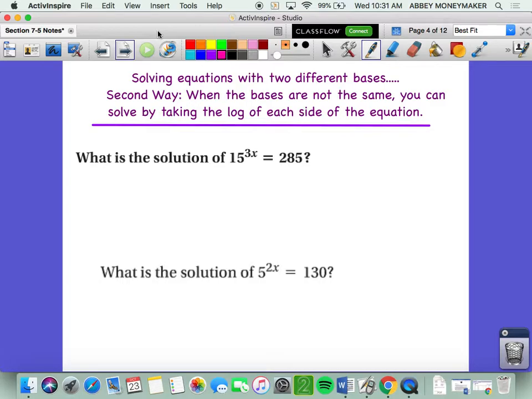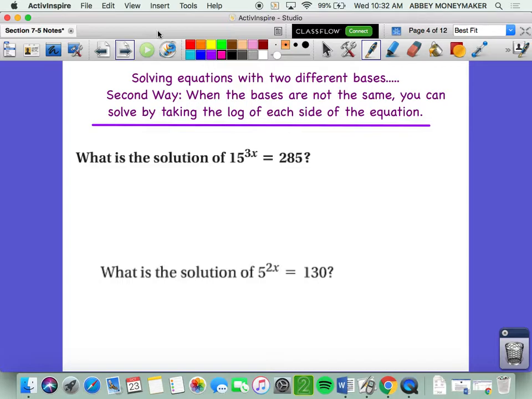Second method, okay, when it comes to solving an exponential. What happens if you cannot make them have the same base, okay? So in this next part, your second way, when the bases are not the same, you can solve by taking the log of each side. Why would I take the log?